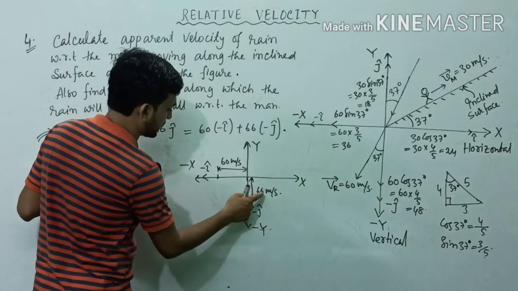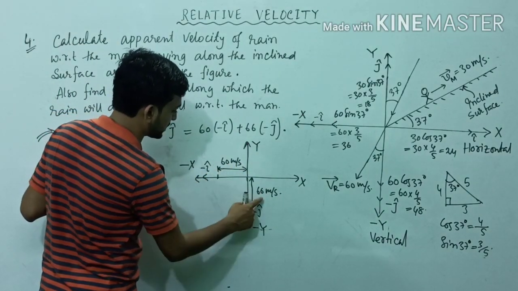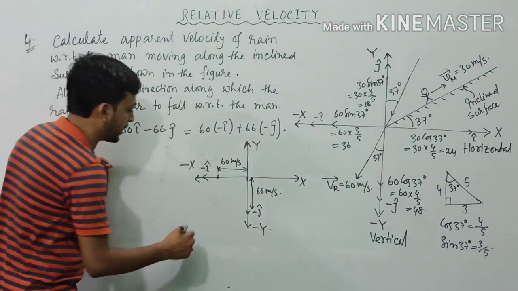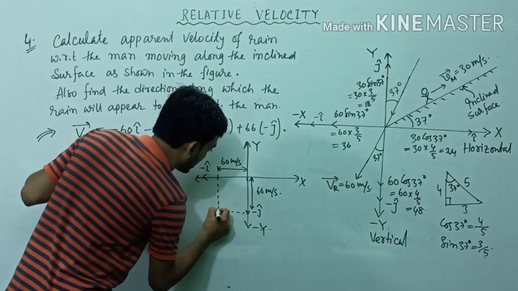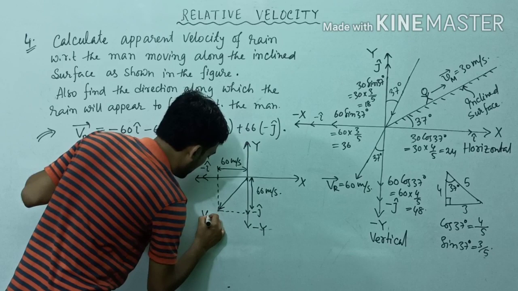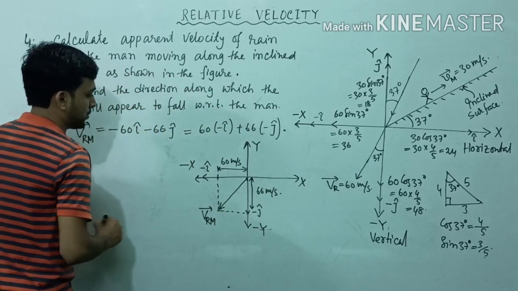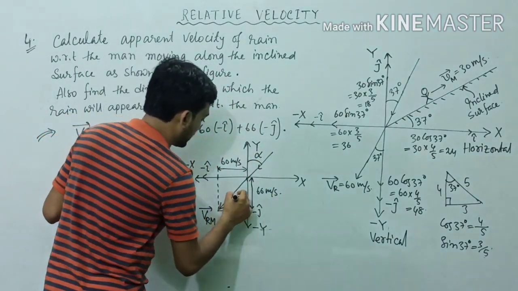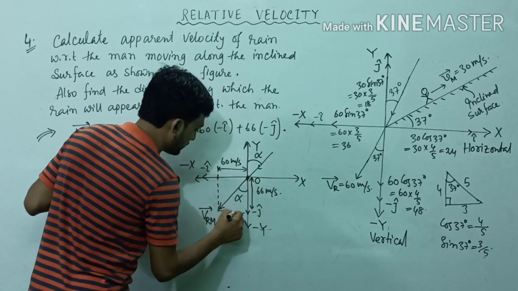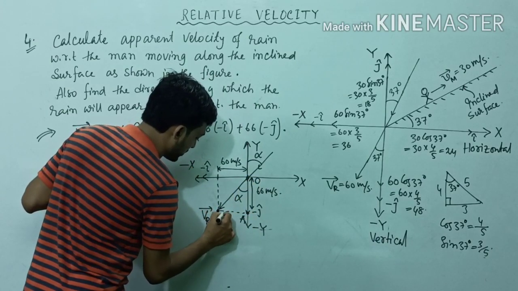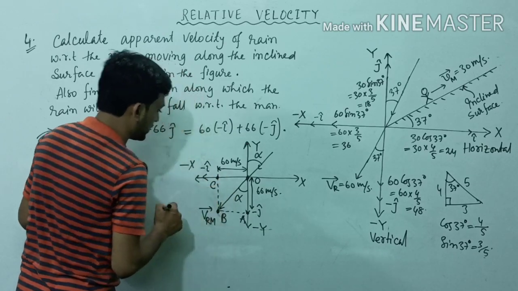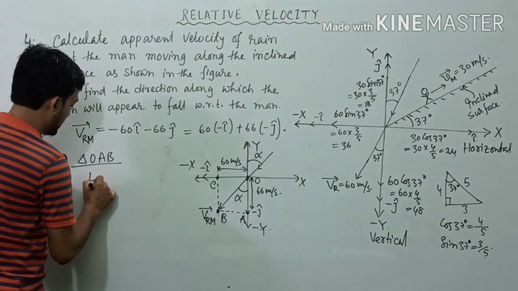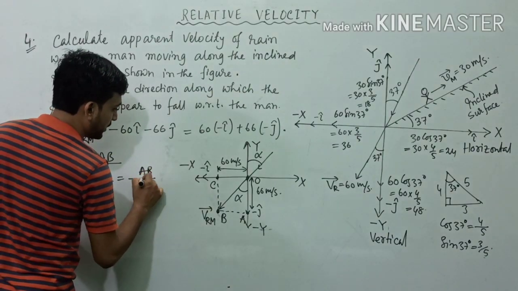Now the vector obtained by these rectangular components, 60 meter per second along negative x-axis and 66 meter per second along negative y-axis, will be the relative velocity of rain with respect to man, and this will be the diagonal of this rectangle, VRM vector. Say this VRM vector is making an angle alpha with the vertical direction. Suppose this point be O, this one be A, this one is denoted by B, and this one is C. From triangle OAB, we can write tan alpha is equal to AB by OA.